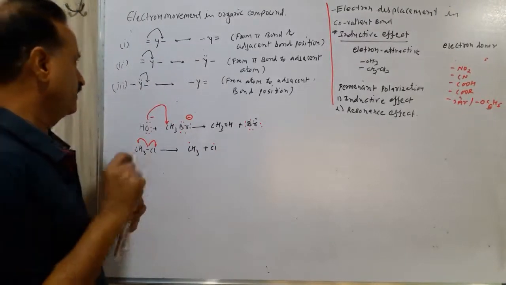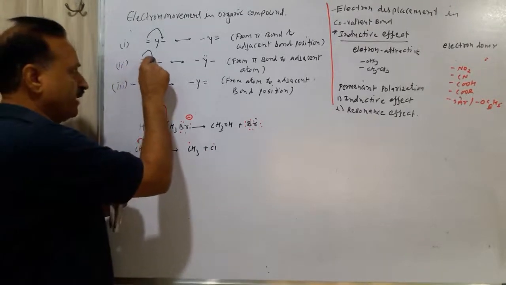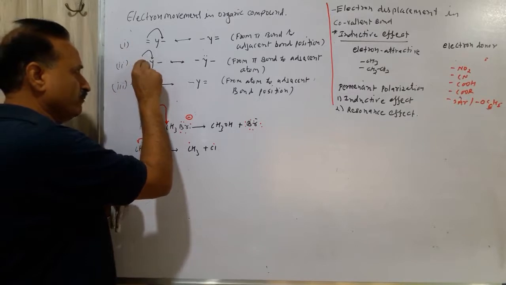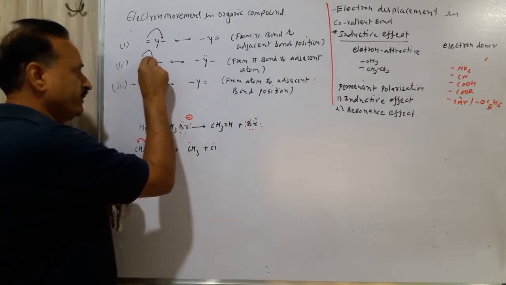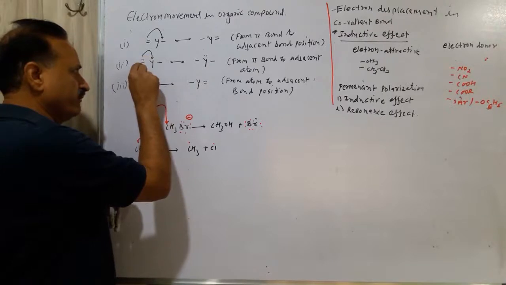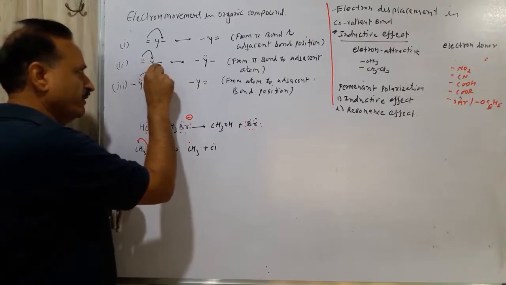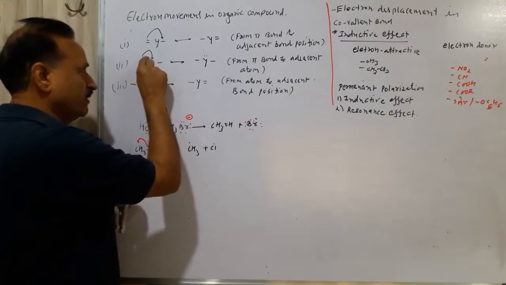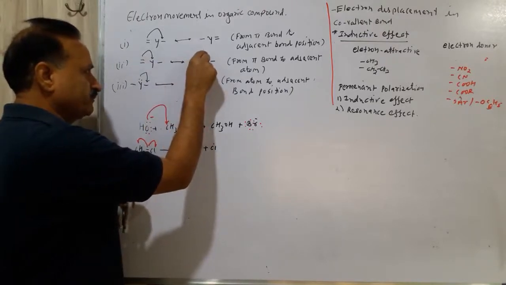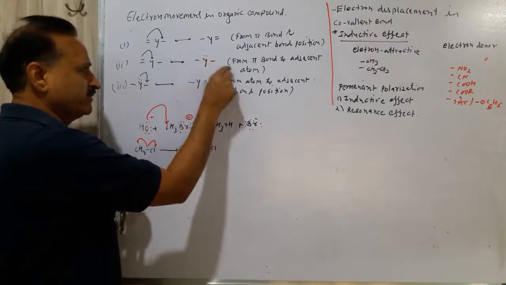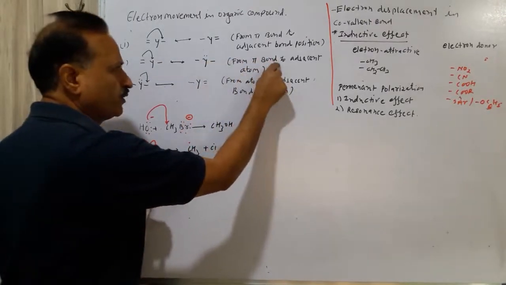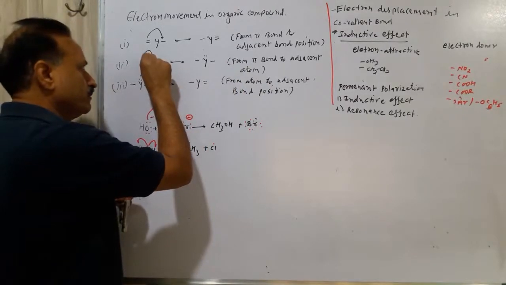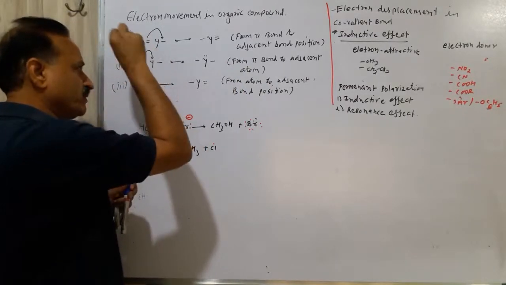Second one, a bond will transfer to an adjacent atom. So one bond having two electrons, this bond will transfer over here. It means here will be two electrons, so here will remain one bond, here will remain one bond. So this bond having two electrons is transferred over here, and this one bond remains as it is. It means from pi bond to adjacent atom, the electrons pass or transfer.